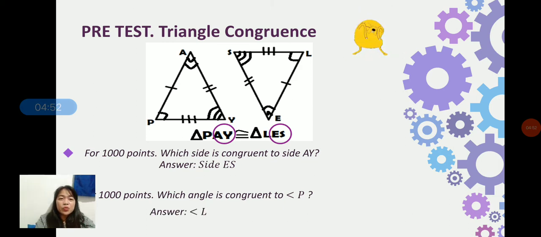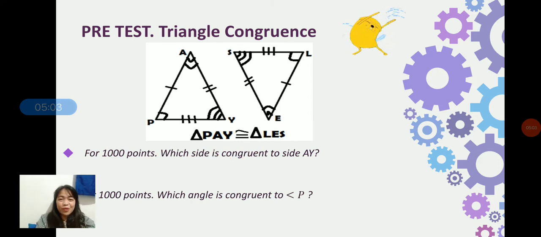Next, which angle is congruent to angle P? Of course, that is angle L. You might ask why? Because they are both on the first name or in the same position on the triangle. Also, their marking shows that they are congruent.